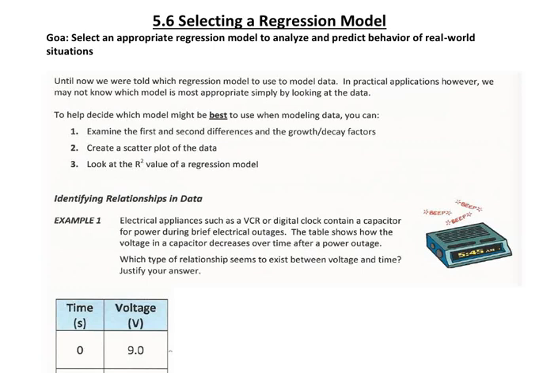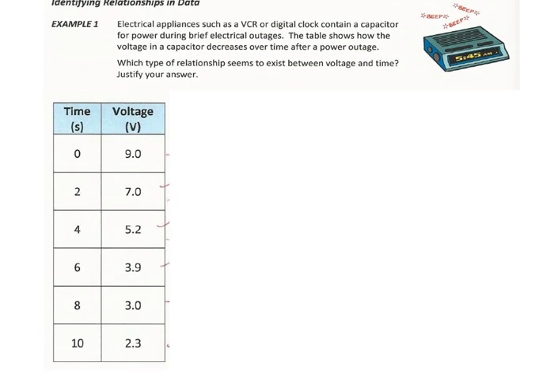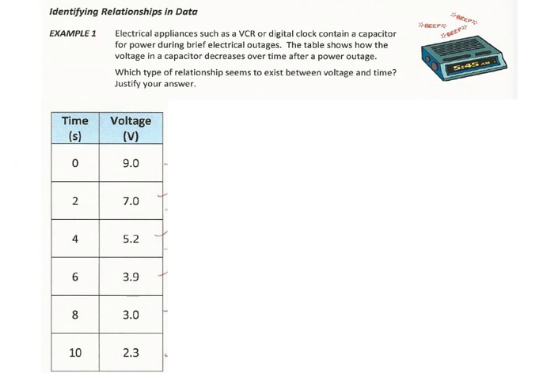So if we look at this example, it says our digital clock contains a capacitor for power during brief electrical outages. The table shows how the voltage in a capacitor decreases over time after a power outage. Which type of relationship seems to exist between voltage and time? Justify your answer. Since this is a table of values, the first thing you want to do is test your first difference, second difference, and ratio.